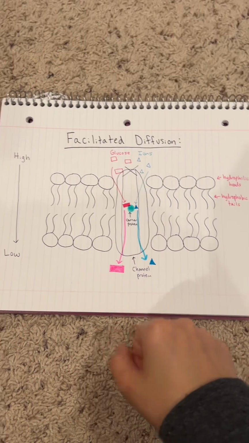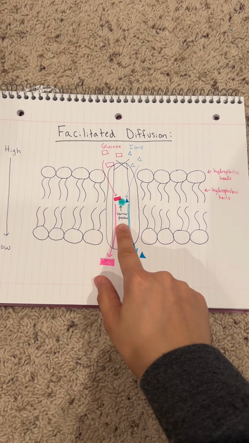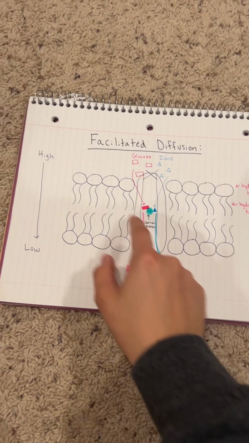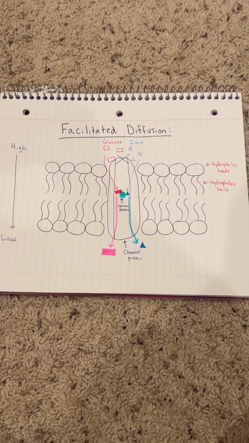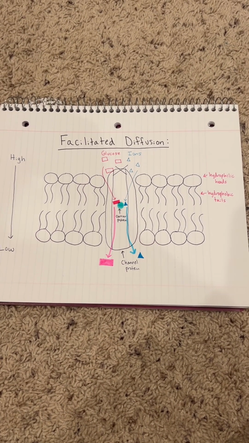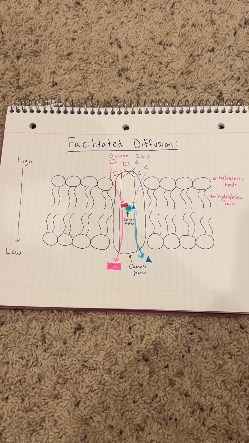They both need a specific carrier protein to bind to in order to help them move down their gradient from high to low concentration. So although they need a carrier protein to move down their gradient, they do not require ATP to cross the membrane.